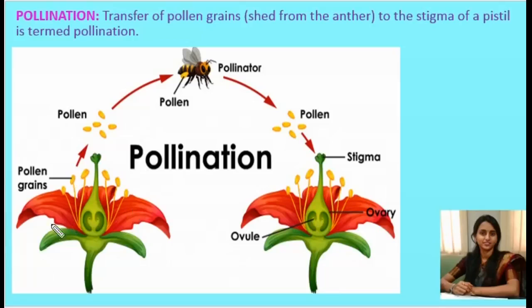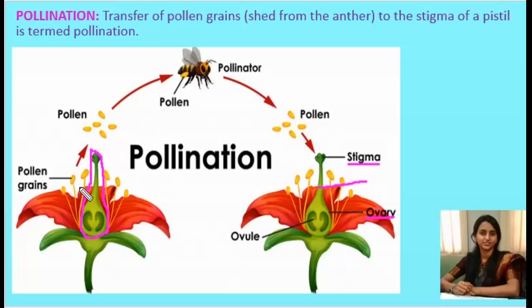Look at this. This is a flower, and this is the gynoecium. Okay, so this is also gynoecium here. As you all know, a typical carpel consists of three parts, that is stigma, and this is style, and this is ovary. Inside the ovary, ovules are present. Okay, and this is the androecium, and it is a stamen.